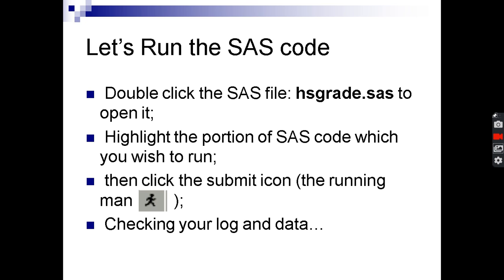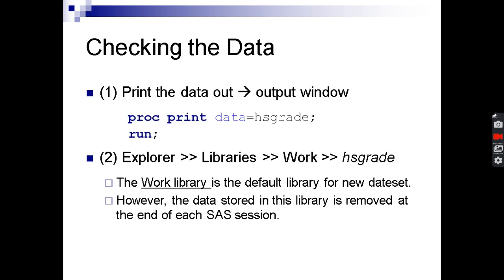Then you open the SAS file and click this running man, and then click the log. To print out data, use the output window, and then you can check this with proc print, and then you can see your SAS data set in the library work. The work library is the default, but this is temporary, like R. In R, if you have an object and you do not permanently store it, it will be removed when you finish R. If you finish your SAS session, then this dataset and the work library will be removed.